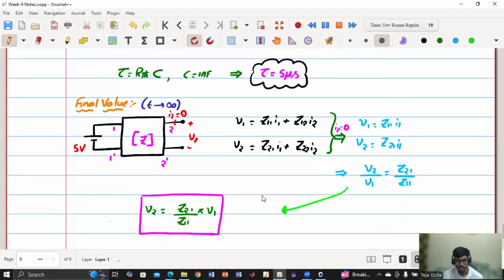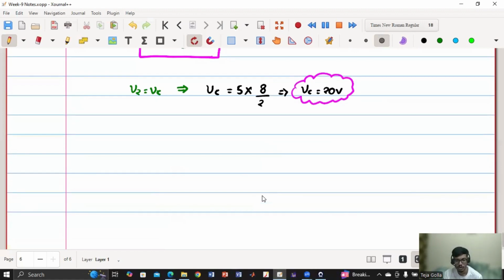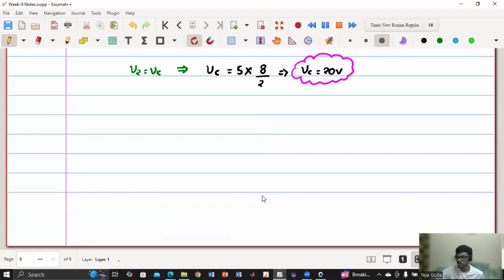And that was matching. For calculating the final value, we have to consider open circuit at the capacitor, which means the V2 side or the 2-2 dash port will be open, which means current will be zero. So I have substituted I2 equals to zero and calculated V2. I first derived V2 in terms of V1, and then substituted the values to get VC to be 20 volt. So is this part clear?